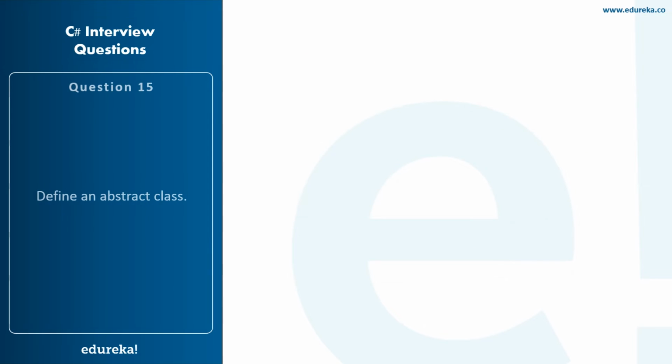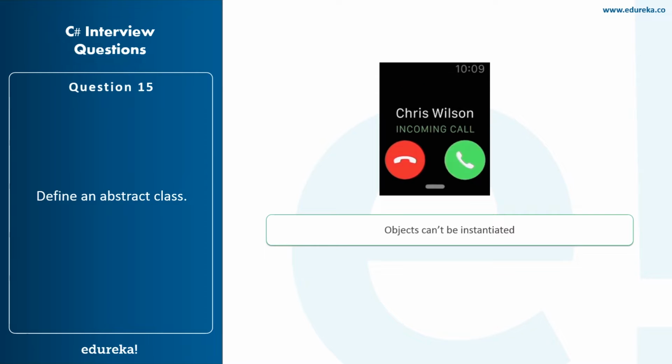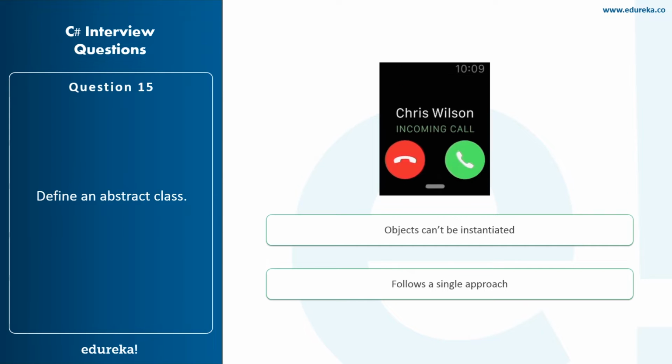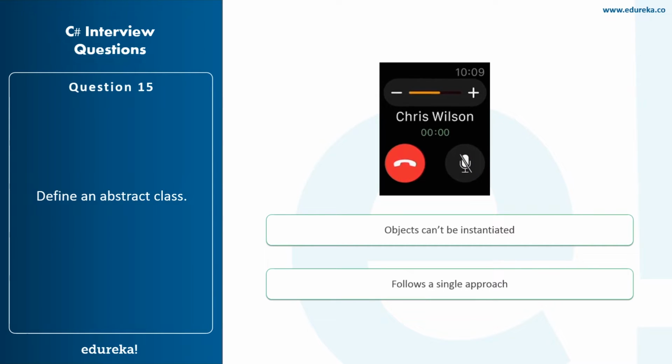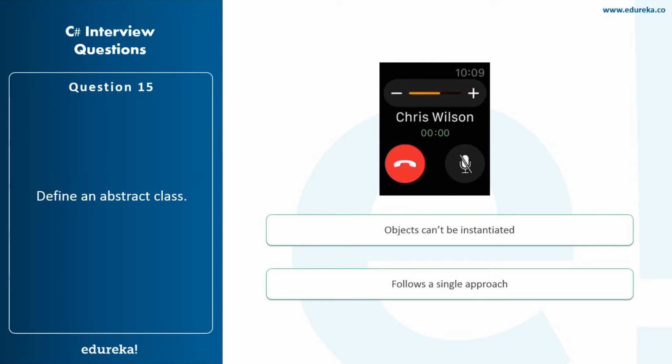I'll move on to the next question, which says, define an abstract class. Well, it is a type of class whose objects can't be instantiated. It contains something like a single approach and is indicated by the keyword abstract. Now, the example I've given over here is basically a GIF of a phone call. I can explain abstract class so that you will be able to understand it in a more comprehensive manner. Now, let's say you get a call from this man named Chris Wilson.